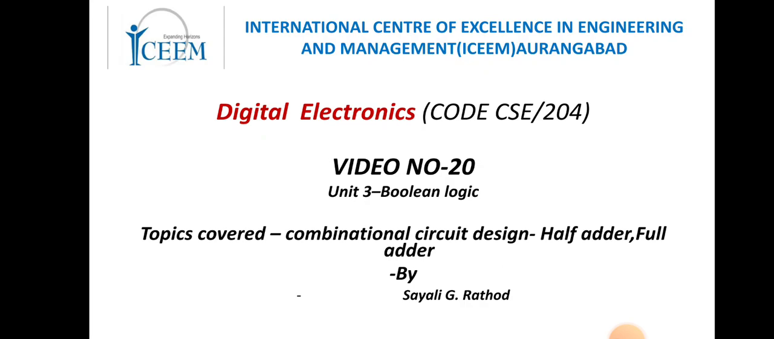In previous lectures, up to video number 19, we have discussed the K-map of SOP and POS: how to draw the K-map of 2 variables, 3 variables and 4 variables, how to write the standard SOP equation, how to write the standard POS equation, and how to draw the K-map directly from the truth table. So all these points we have covered up till now. Now in this video we will start with combinational circuit design.